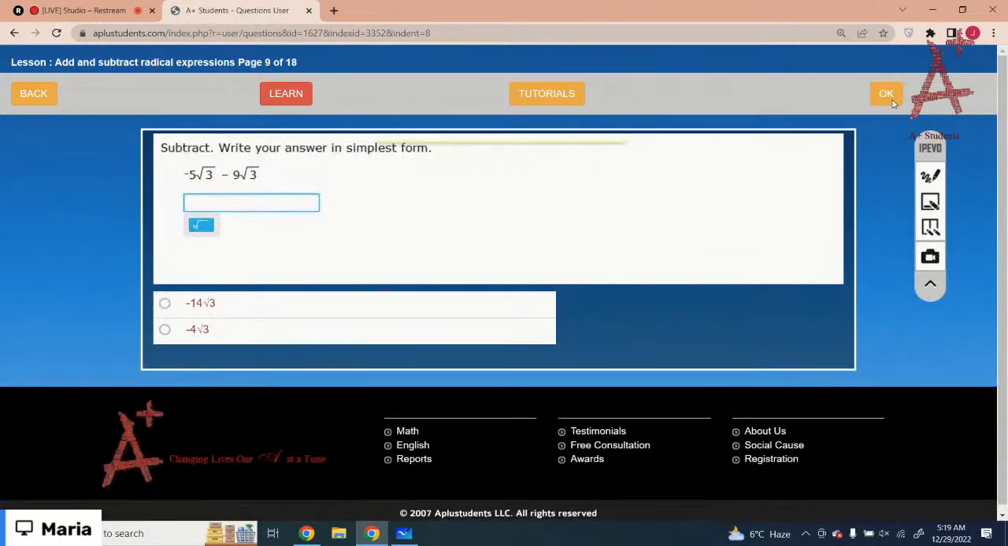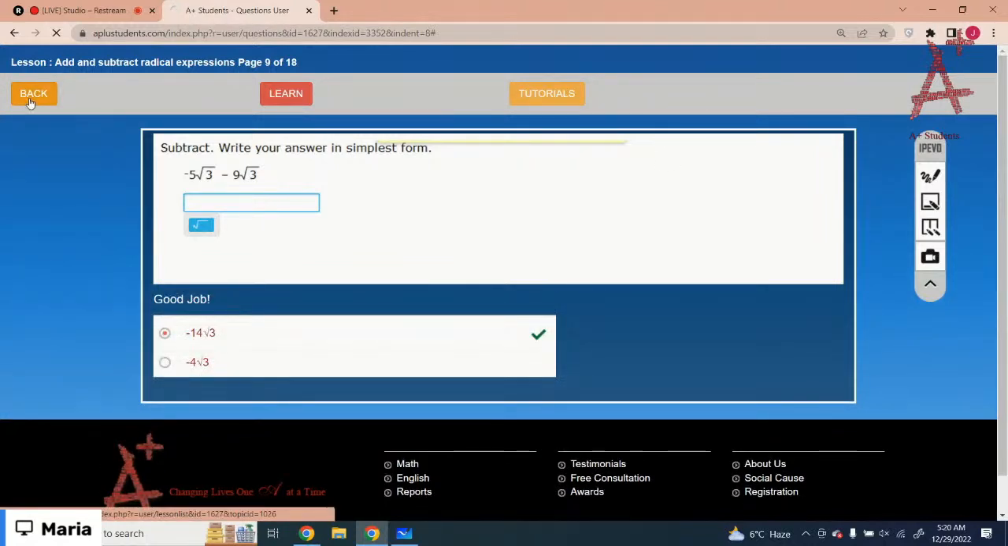Okay, which of the option is the correct one? Subtract, write your answer in the simplest form. You can take out common square root 3 and you're left with negative 5, negative 9. So negative 5, negative 9 equals negative 14. Got it? So it would be negative 14 square root 3. So first option is the correct one. Just select the correct option, then click on the OK button. Okay, you can complete the test by yourself later today.